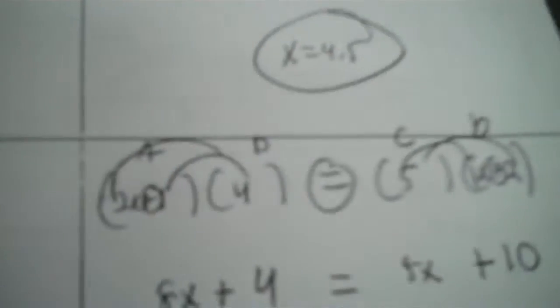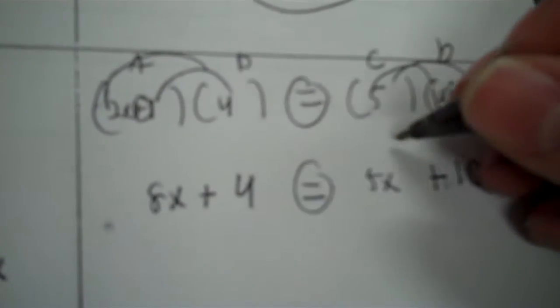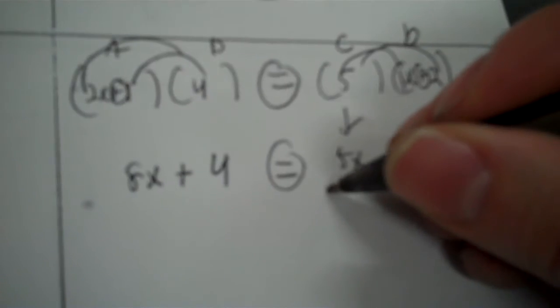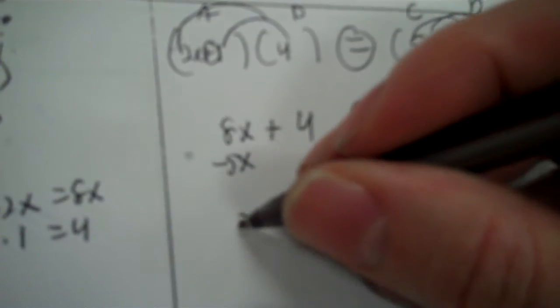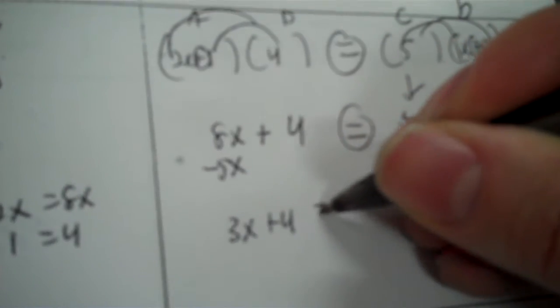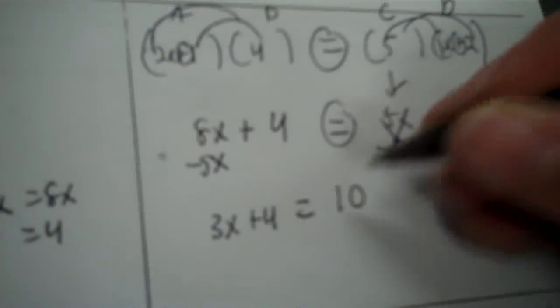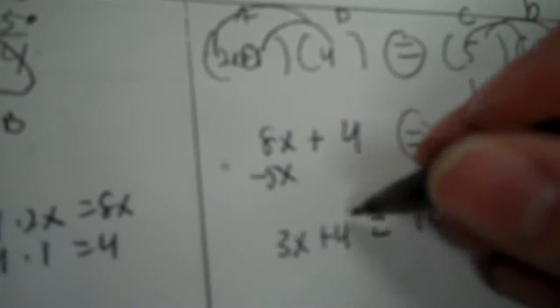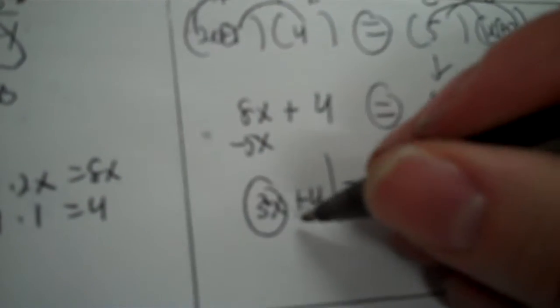Now you got x's on opposite sides, so you got to take one of them out. I'll get rid of the 5, so I would minus 5x. This is going to be 3x plus 4, and over here you got 10. So we want x just to that side, so minus 4, minus 4. 10 minus 4 is 6. Divided by 3. 6 divided by 3 is 2.